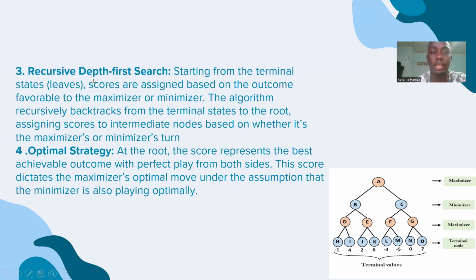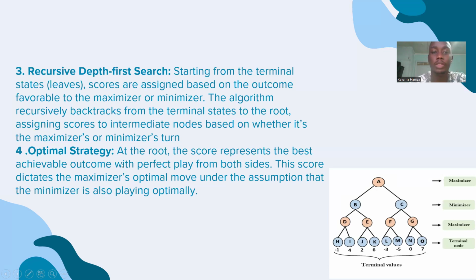So then the third step is we do a recursive depth first search. A depth first search is where we go checking what is on the most left. So we check A, B, D, and H.